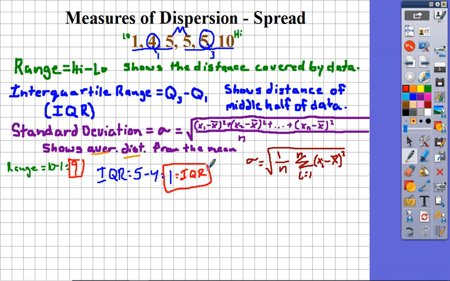So the middle half of your data has a range of only 1. All of your data has a range of 9. So that kind of implies that our data is all kind of towards the middle. Now the last one we're going to do is the standard deviation.